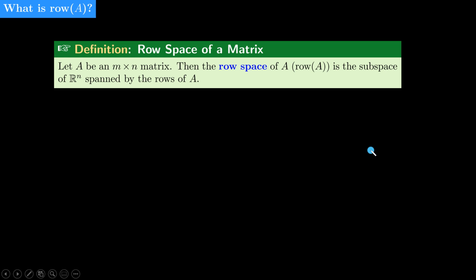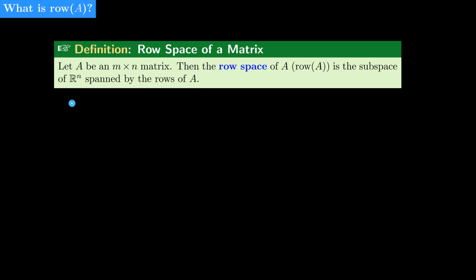Let's begin with the definition of the row space of a matrix. Let A be an m by n matrix. Then the row space of A, denoted by row A, is the subspace of Rn spanned by the rows of A.